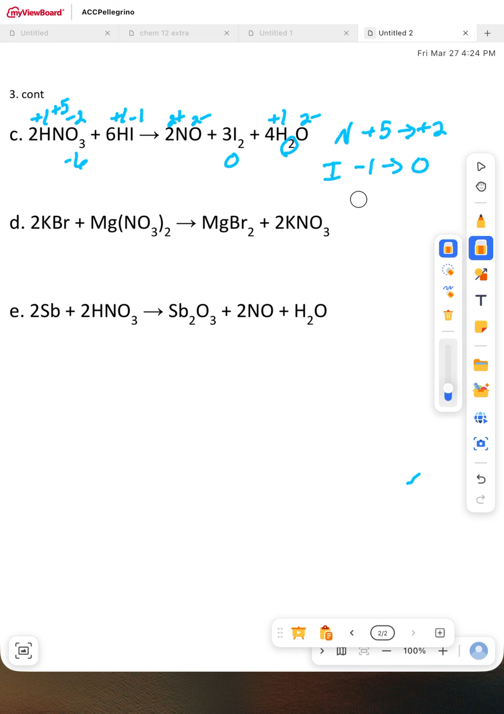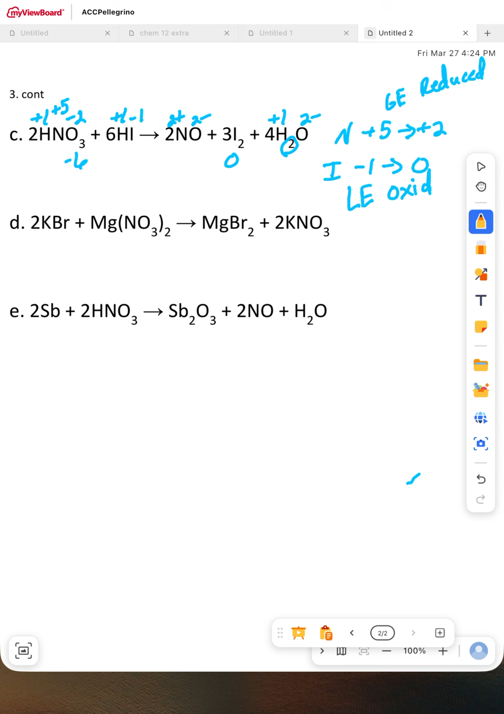Our iodine became more positive. It lost electrons, so it was oxidized. And our nitrogen gained electrons, got a lower number, became more negative, so it was reduced. Because the nitrogen was reduced, it is going to be our oxidizing agent. And because the iodine was oxidized, it's going to be our reducing agent.